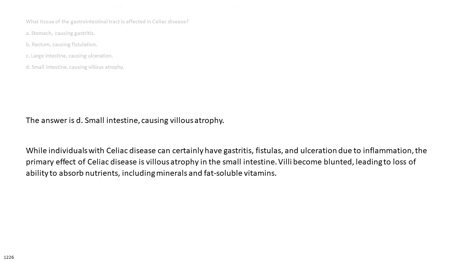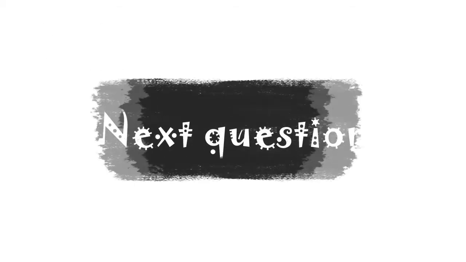The answer is D. Small intestine, causing villous atrophy. While individuals with celiac disease can certainly have gastritis, fistulas, and ulceration due to inflammation, the primary effect of celiac disease is villous atrophy in the small intestine. Villi become blunted, leading to loss of ability to absorb nutrients, including minerals and fat-soluble vitamins.